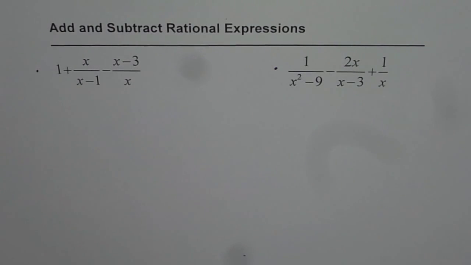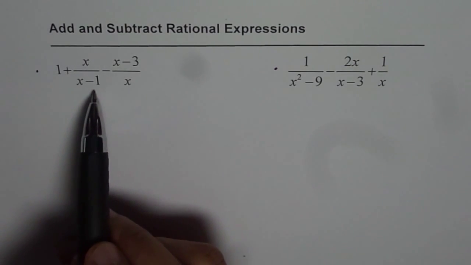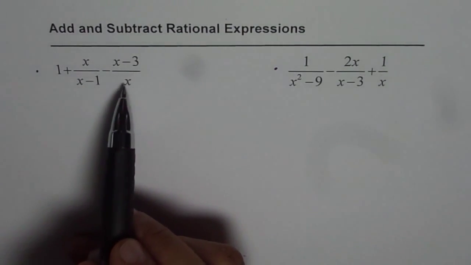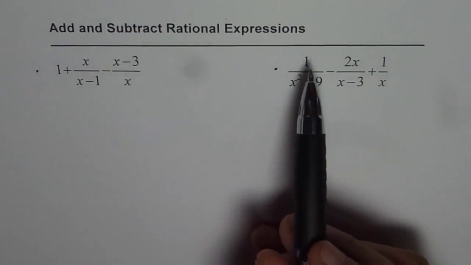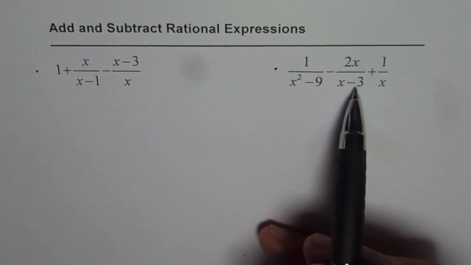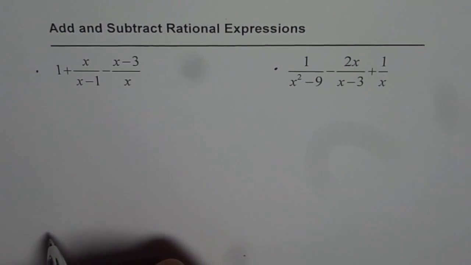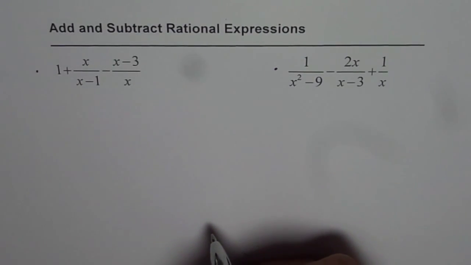Let us see how to add and subtract rational expressions. We have two questions here. I'll solve one of them for you. The other one is for you to practice. The first one is 1 plus x over x minus 1 minus x minus 3 over x. The second one is 1 over x squared minus 9 minus 2x over x minus 3 plus 1 over x. So I'll do the first one, and the second one is for you to practice.